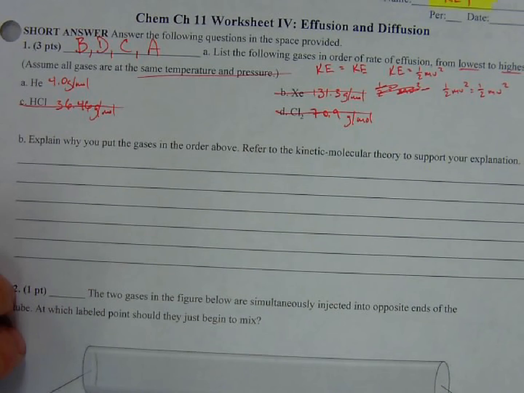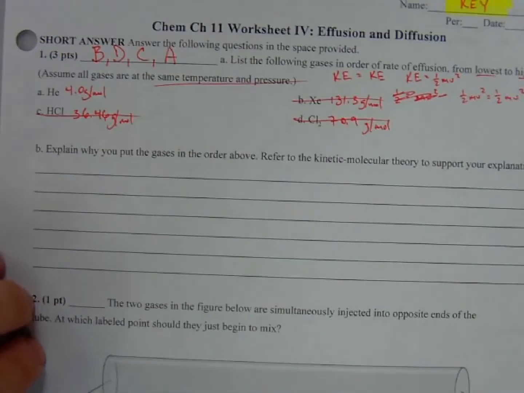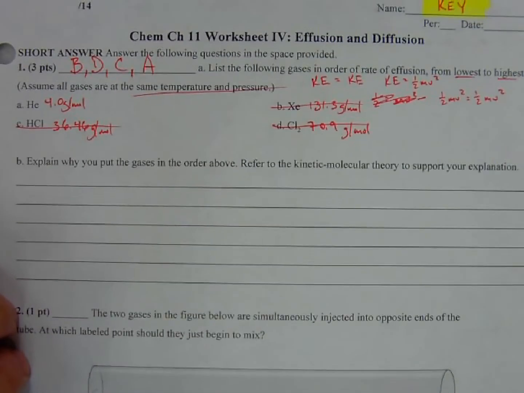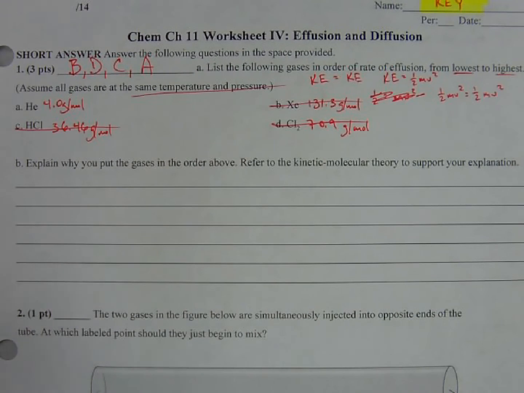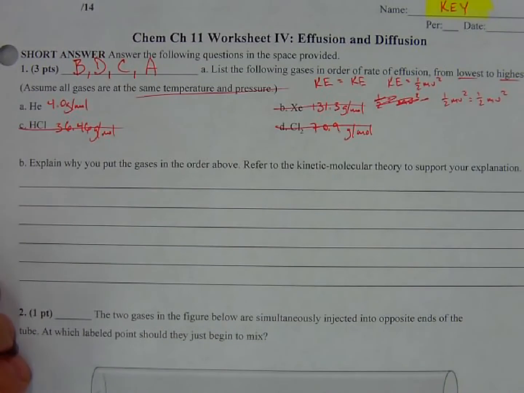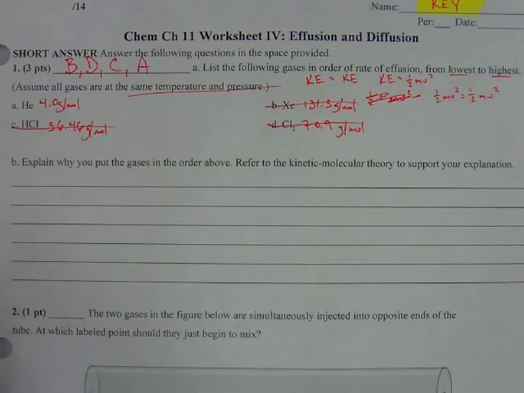Again, we have to make sure that we understand what we're being asked to actually do here, and understanding what we're actually studying in section 4 is really going to help you do that. Remember that rate of diffusion has to do with the velocity, the speed at which those gases are moving. Part B, explain why you put the gases in the order above. Refer to the kinetic molecular theory to support your explanation.